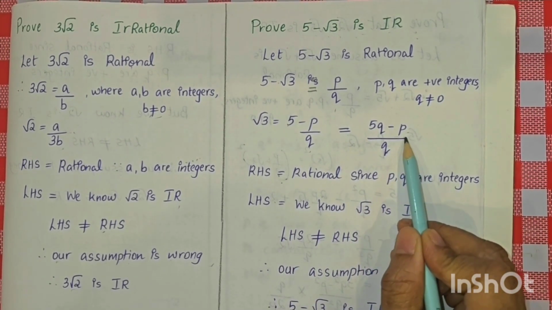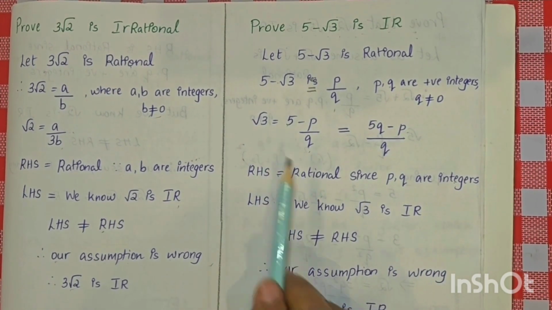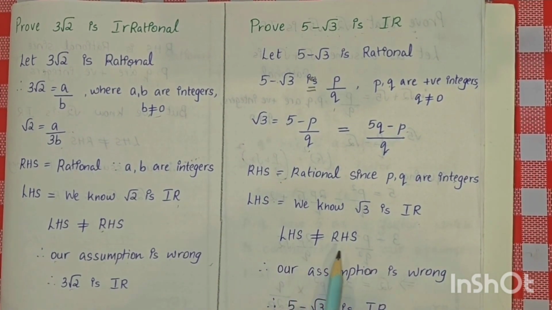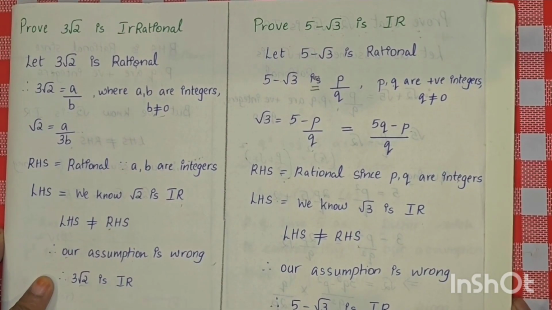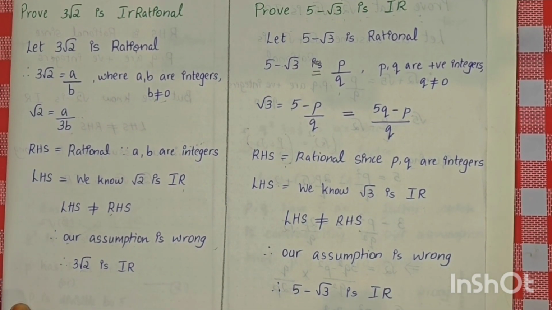Again RHS is rational since p and q are integers. LHS, we know root 3 is irrational. LHS not equal to RHS. Therefore, our assumption is wrong. 5 minus root 3 is irrational.